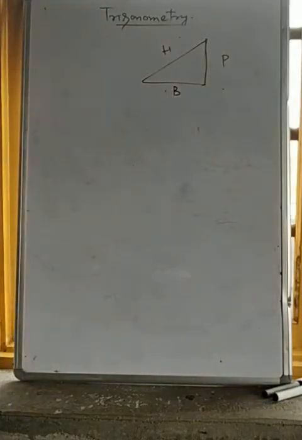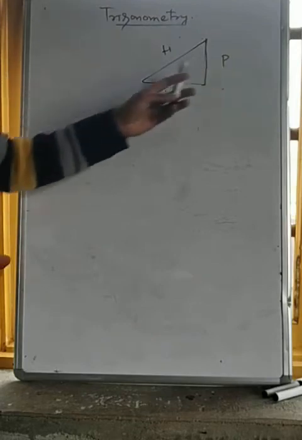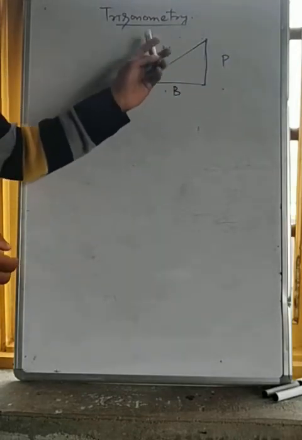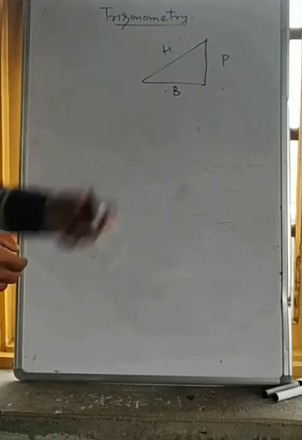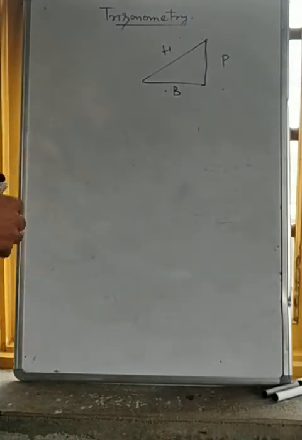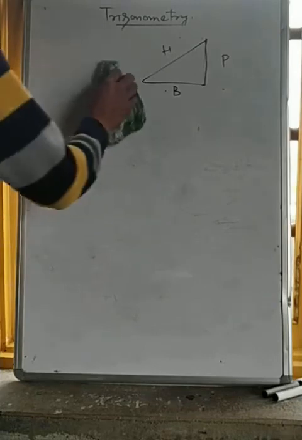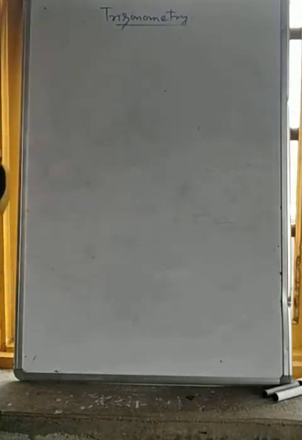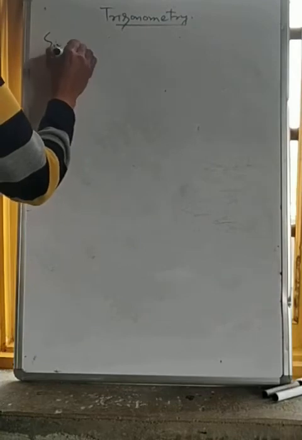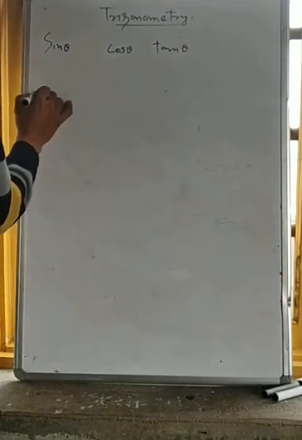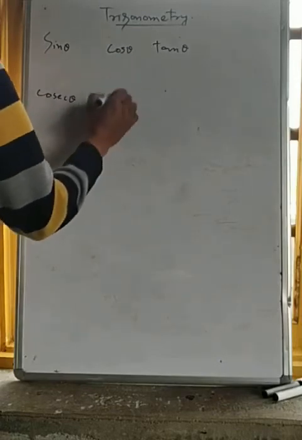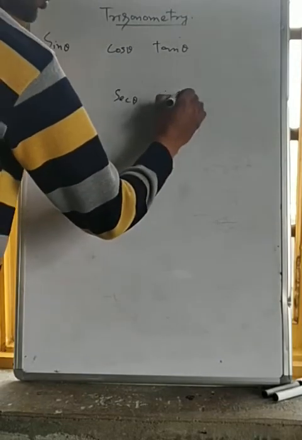to find the relation between these three, to find their ratios, whether it is perpendicular divided by base, perpendicular divided by hypotenuse, hypotenuse divided by perpendicular, base divided by perpendicular, and base divided by hypotenuse, we are given 6 trigonometric ratios, which are sin theta, cos theta, tan theta, cosec theta, sec theta, and cot theta.